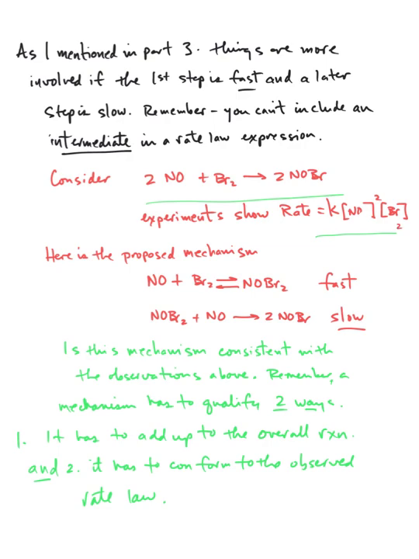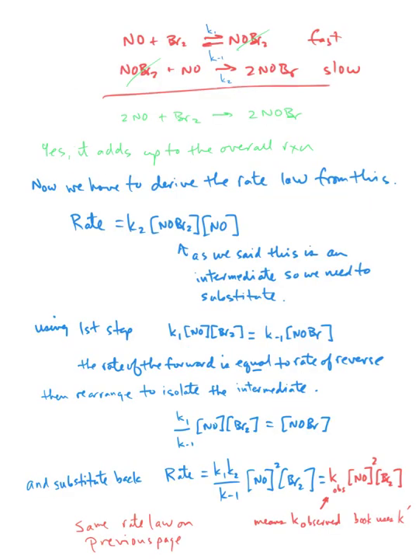All right, so here's the proposed mechanism that the chemists did. They said the first step was fast and the second step was slow. Is this mechanism consistent with the observations above? Remember, a mechanism has to qualify in two ways. It has to add up to the overall reaction, and it has to conform to the observed rate law. So let's see if it does that.